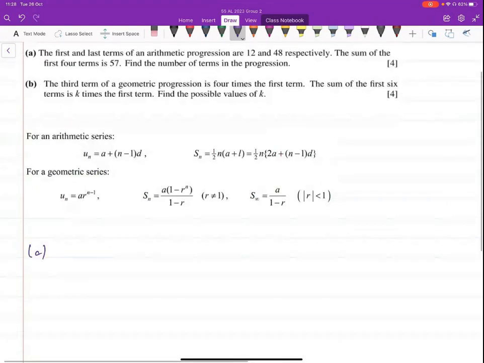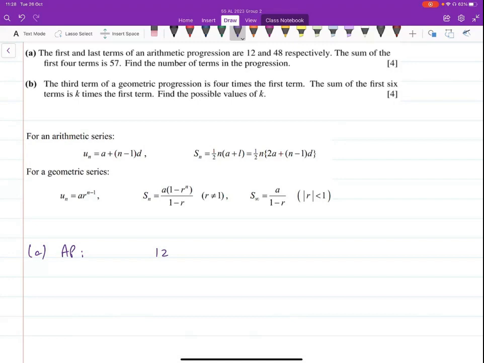So first of all, we're given it's an AP, an arithmetic progression. The first term is 12. We can say A is 12. And the last term is 48. We can say L is 48. The sum of the first four terms is 57.